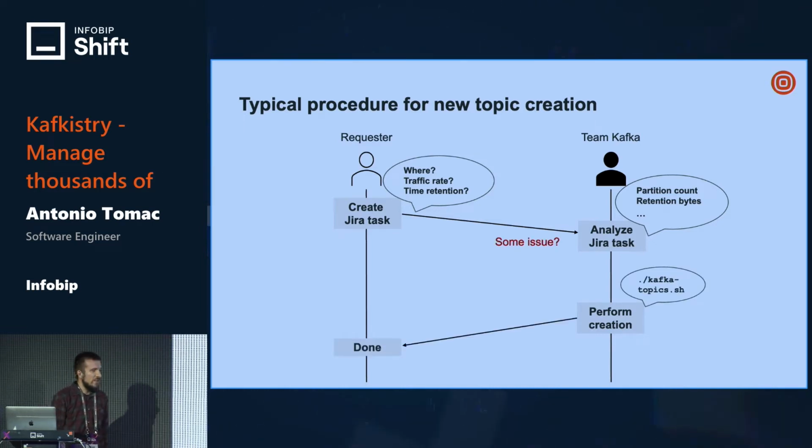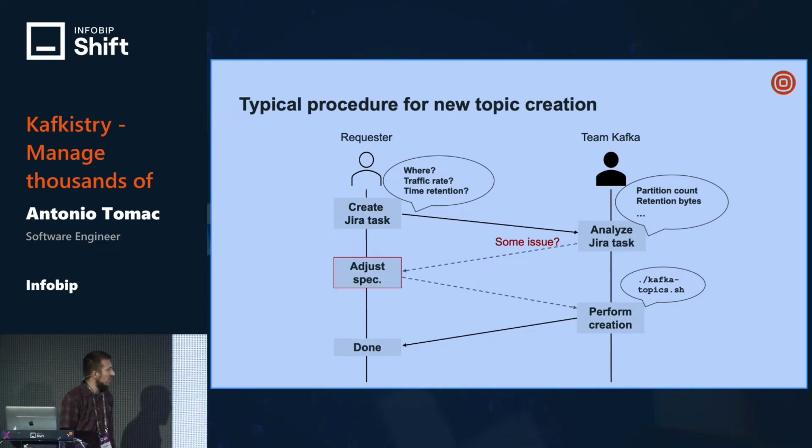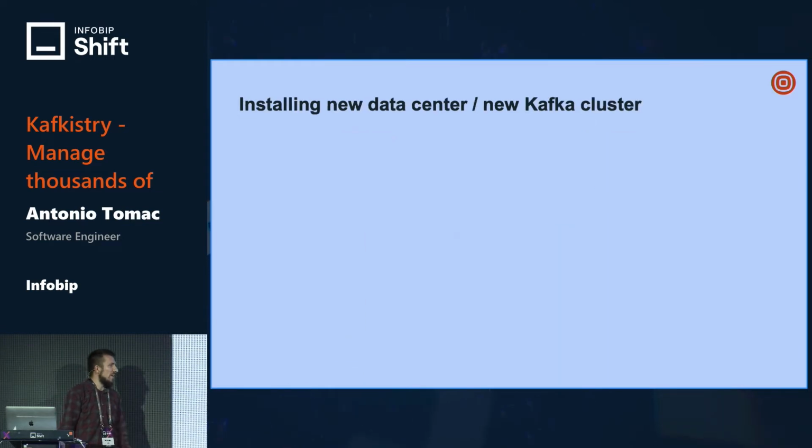But what if there is some issue? For example, a requester not specifying all the details that we need, or if the requester specified wildly big numbers that we don't have the hardware to support, then we need to go back and forth with the requester to make some kind of deal. Okay, I don't need that much, I can lower the expectations, and only then we would be able to actually create a topic.